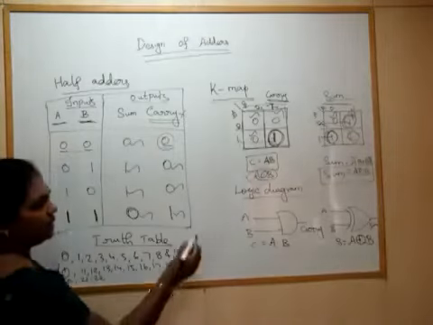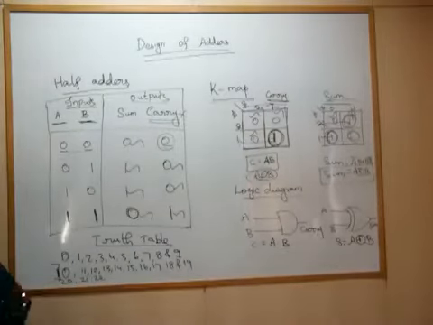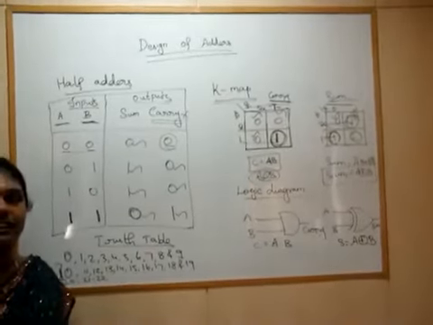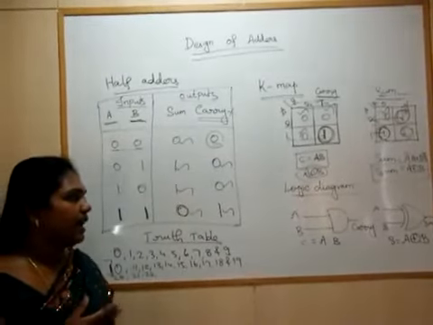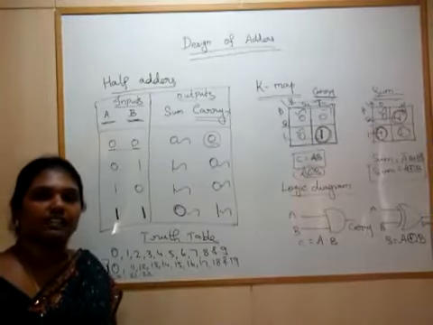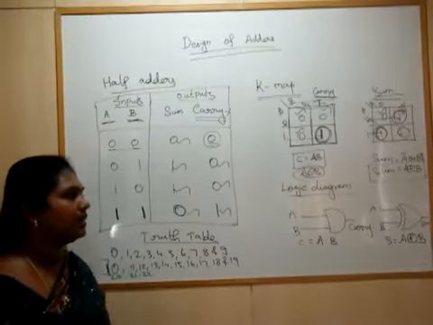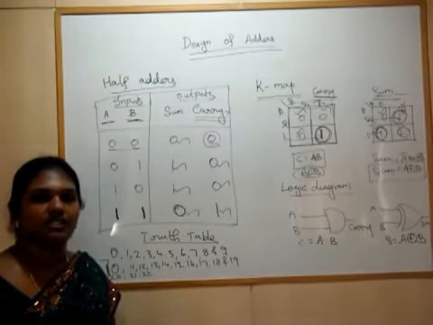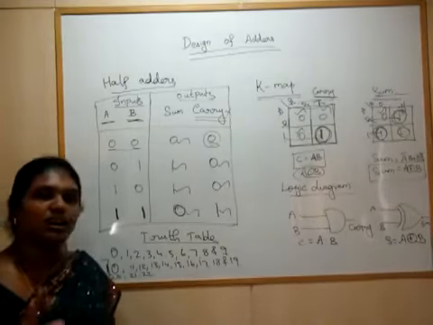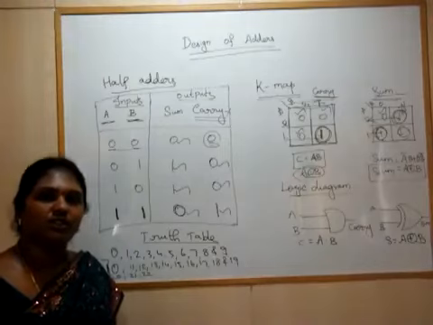Now you can get AND gates and XOR gates in the form of ICs. For example, the AND gate is the 7408 IC and the XOR gate is the 7486 IC. So you can fix all this and form the circuit for the full adder.